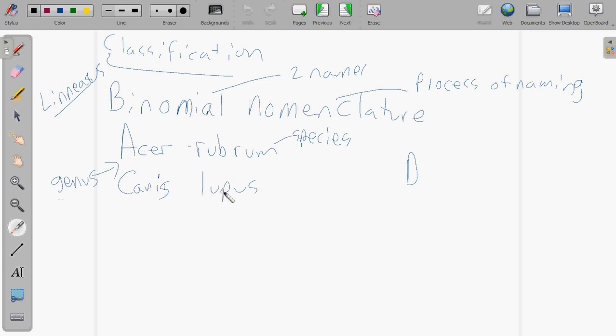So it's kind of like saying Acer, the genus, is like saying we're talking about all the maples. When you say Acer rubrum, you're only talking about red maples.